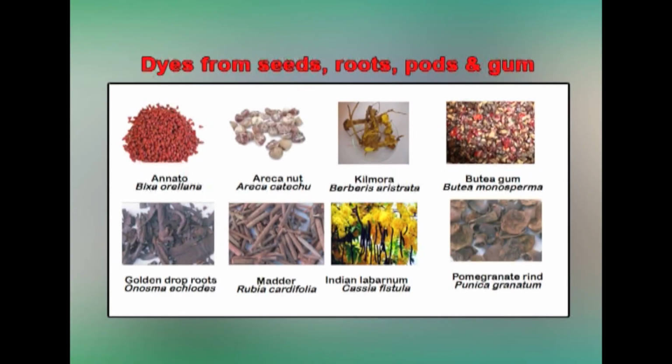And also we have dyes from seeds, roots and gums. The sources may be annatto, from which we get the orange color, pink colors from madder, light yellow to even greenish shades from pomegranate rind, and very dark colors like maroon and others with butea gum. So, we have seen the plant sources, and we will also see the animal sources from which we get the colors.